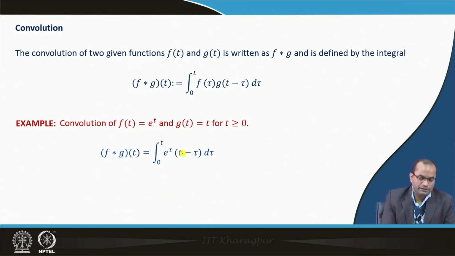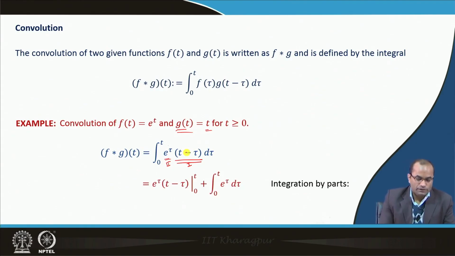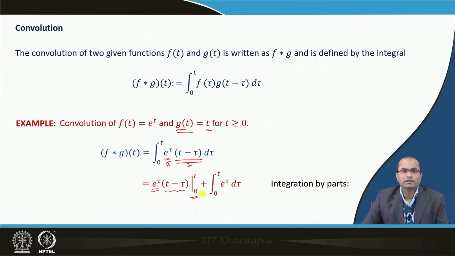So, here we have shifted in the second function g, that is t minus tau, and then we can integrate by parts because we have e power tau and another function. There are two functions; we take one as first and the other as second. This will be integrated and this one will be differentiated. By doing this integration by parts, we have t minus tau as it is, the integral of e power tau is again e power tau, with limits 0 to t, plus the integral from 0 to t of e power tau d tau.